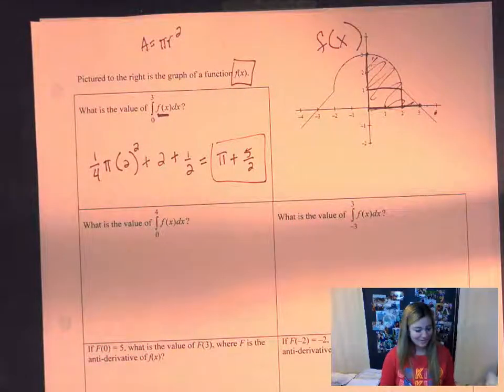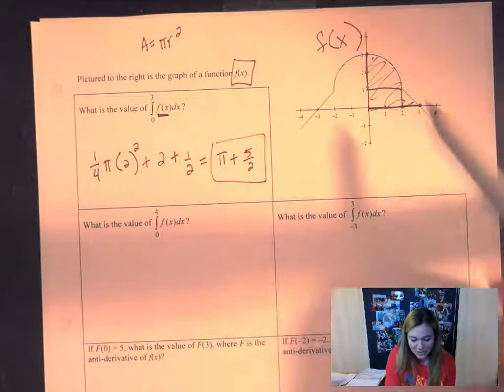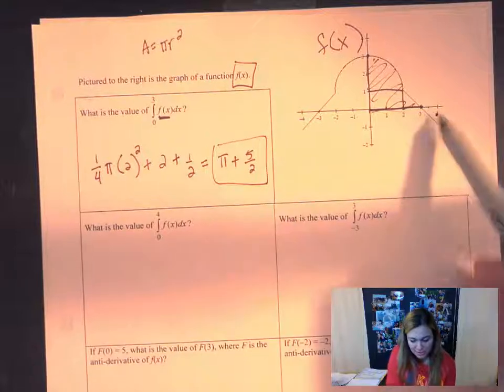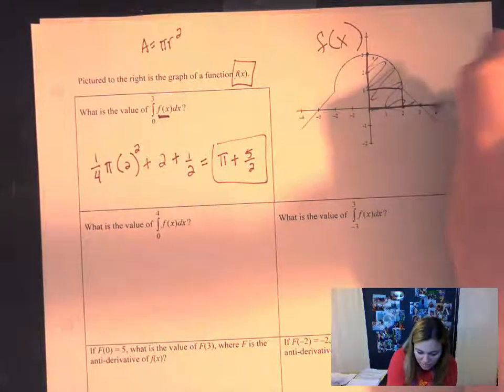We did it. Let's keep going. What if I extended this region, and I know that from 0 to 3 is this. If I extended it just a little bit more.